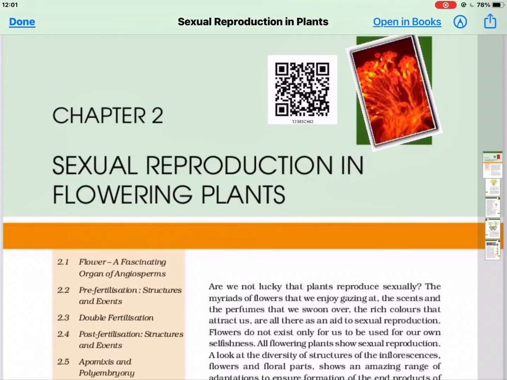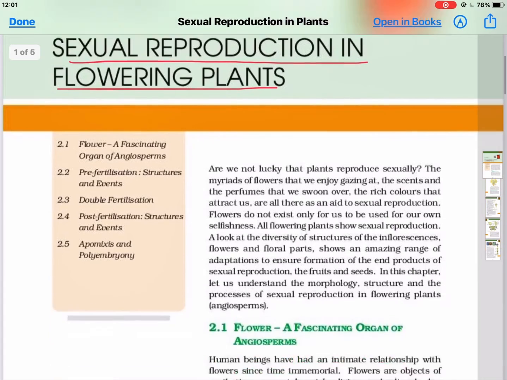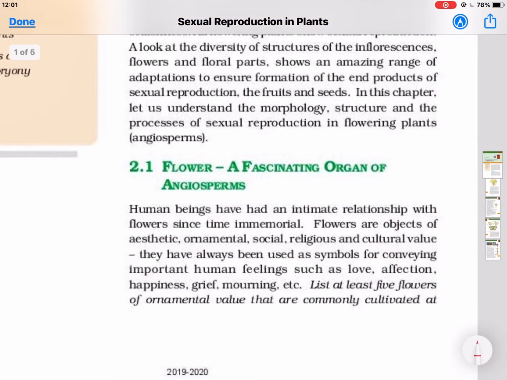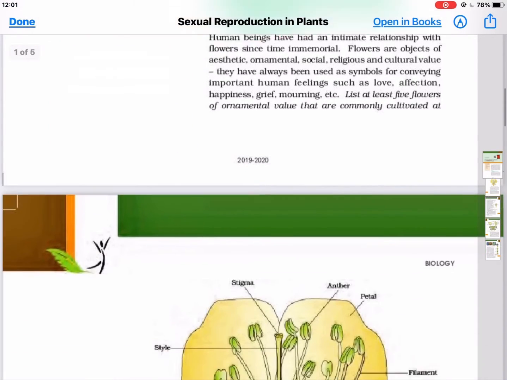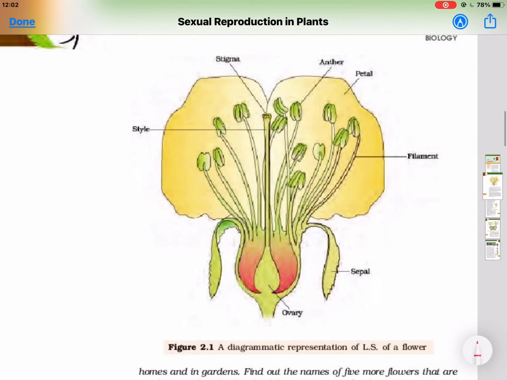Good morning, students. Now we will start our second chapter, that is sexual reproduction in flowering plants. Under that, first topic is flower, a fascinating organ of angiosperms. As you have already studied in class 10 the structure of a flower, the diagram is given on page number 20, figure 2.1. The female part that is known as pistil. It consists of stigma, style and ovary.